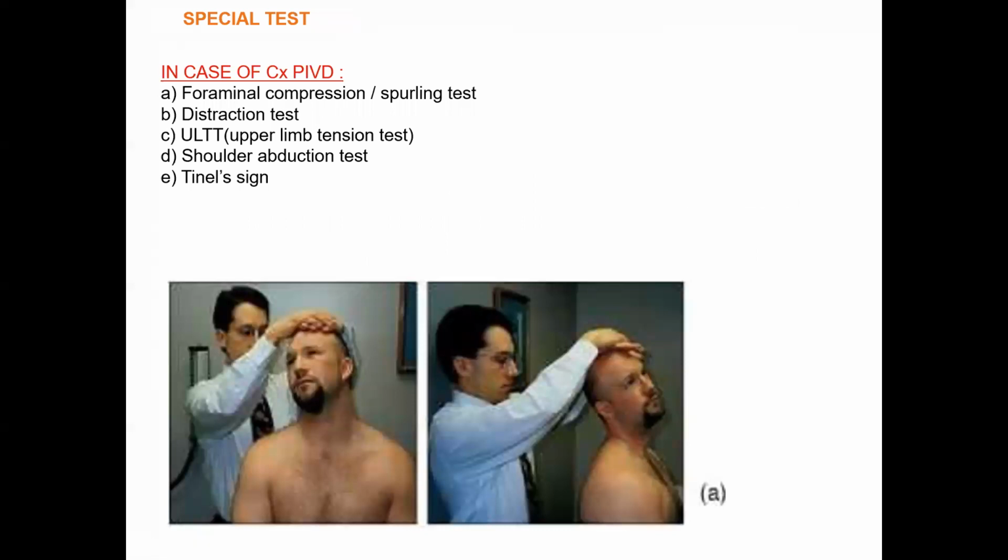These are some of the special tests of PIVD. Here you can see, in case of PIVD, you can go for foraminal compression, distraction test, upper limb tension test, shoulder abduction test, tunnel sign. Moving forward on to the next slide.